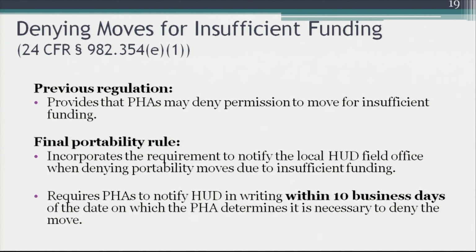Okay, so moving on to denying moves for insufficient funding. Under previous regulation, PHAs may deny permission to move for insufficient funding. The final portability rule incorporates the requirement to notify the local HUD field office when denying portability moves due to insufficient funding. It also provides clarity in terms of the timing of that notice to the local HUD field office, requiring PHAs to notify HUD in writing within 10 business days of the date on which the PHA determines it is necessary to deny the move.